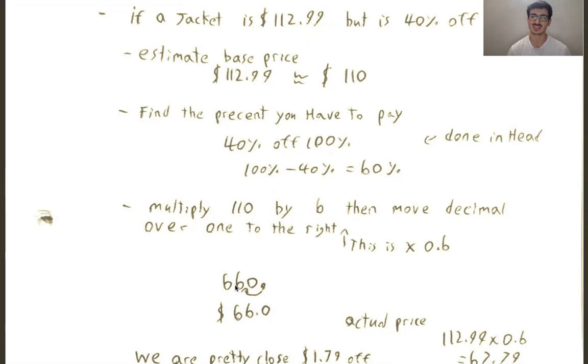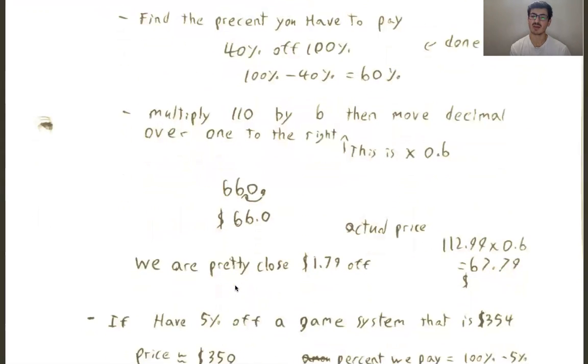It would be $66. And if we calculate the actual price, which is $112.99 times 0.6, it comes out to be $67.79. So we're off by $1.79, which is not much. When you go to pay, at least you have an idea of how much it's going to cost you, which is kind of the point of doing mental math. It's not to get the right answer, but to get close enough that it gives you an idea of what to expect when you go to pay.